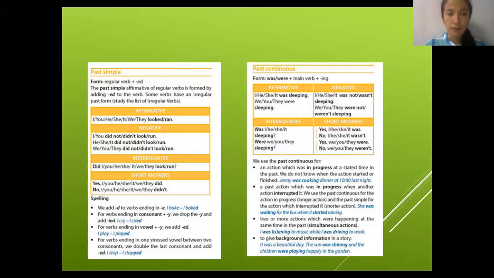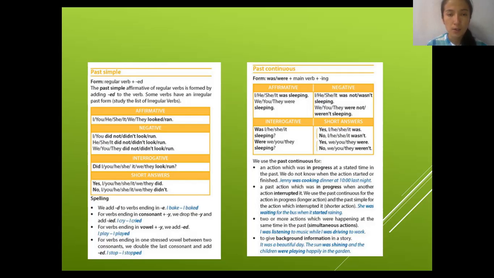Today we have past simple and past continuous tenses. Past simple form: regular verb ending ed. The past simple affirmative of regular verbs is formed by adding ed to the verb. Some verbs are irregular verbs. Study the list of irregular verbs.